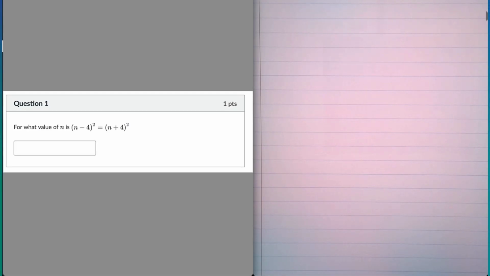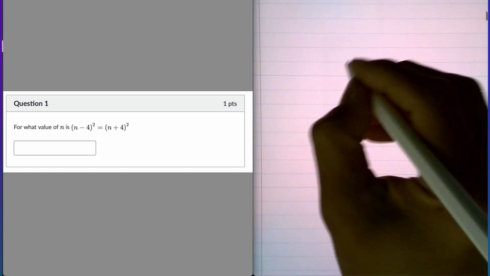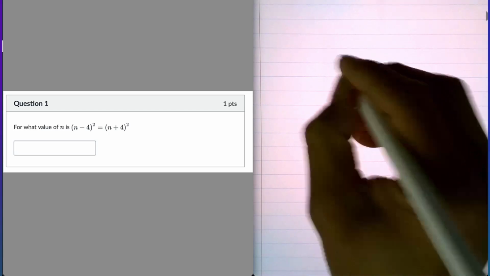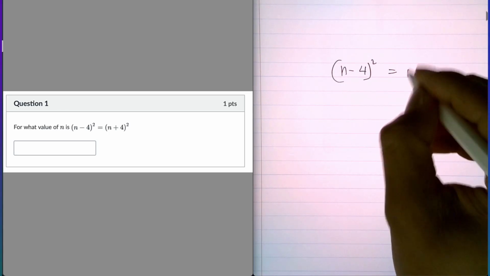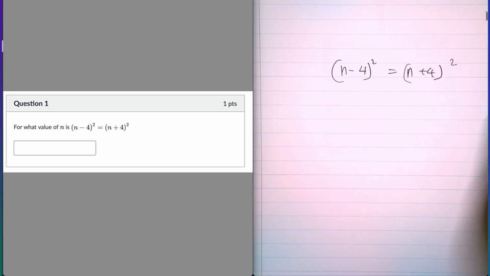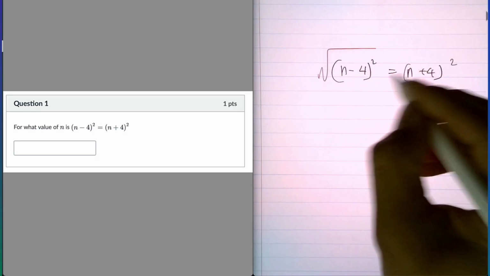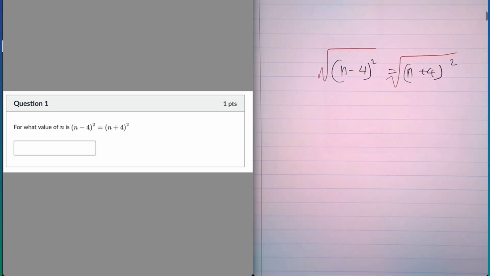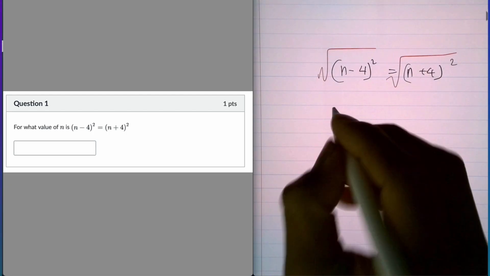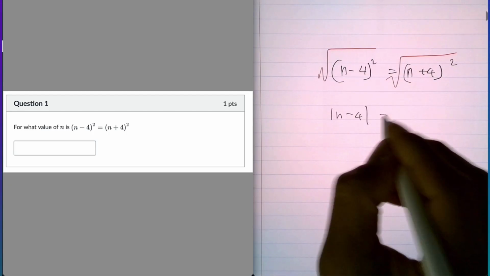We've got squared on both sides of the equation and we need to find the value of n. I'm going to first square root both sides, because when you have squared, the inverse of squared will be square root. I mentioned before that the square root of a square inside will become absolute value. Let's just try that.